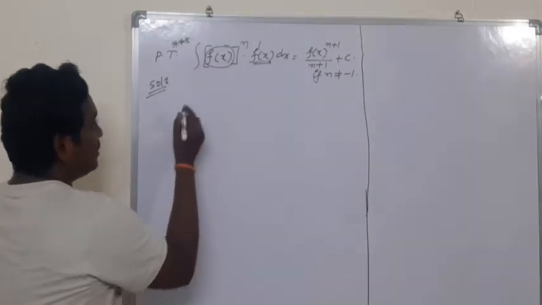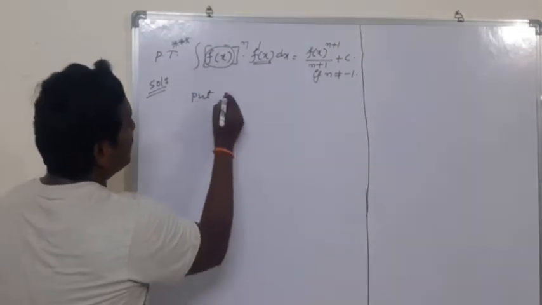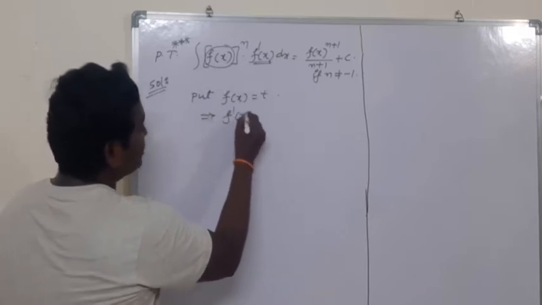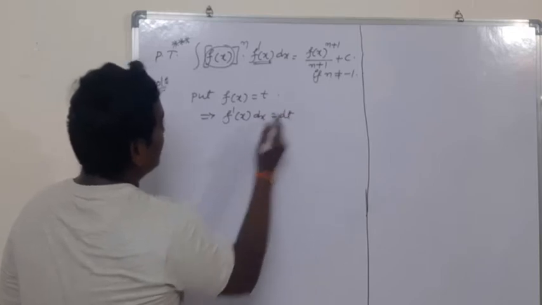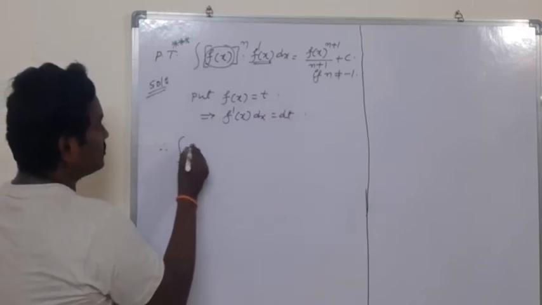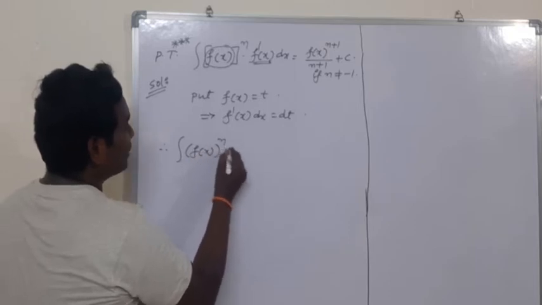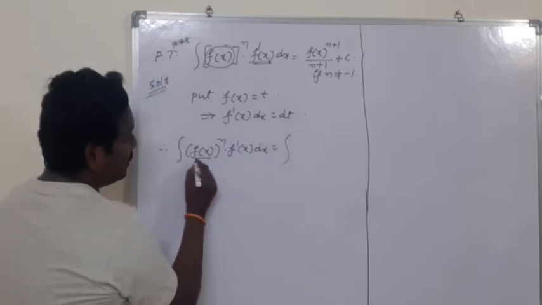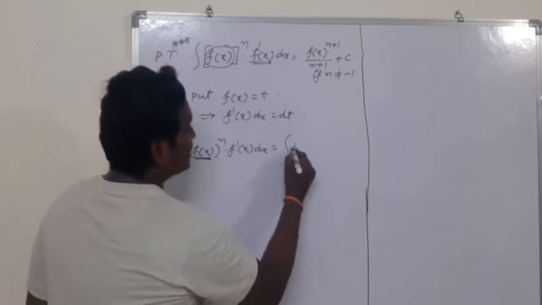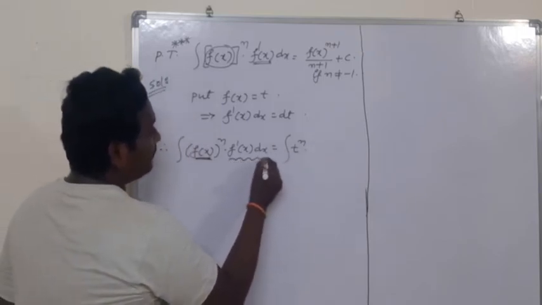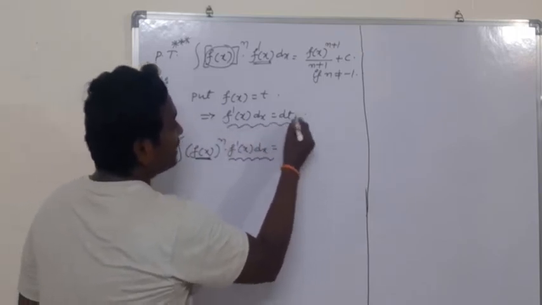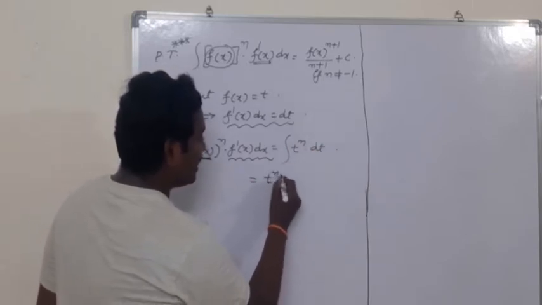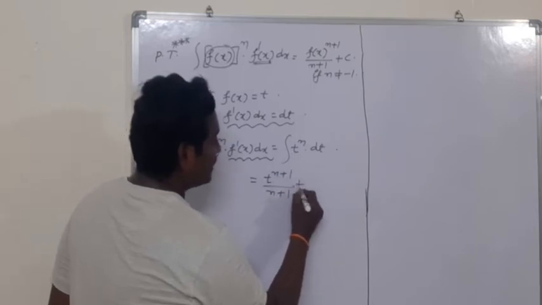See the proof. As usual, put f of x is equal to t here. So its derivative is f dash of x dx is equal to dt. So the given integration, f of x whole power n into f dash of x dx, becomes integration of, replace f of x by t. So you will get t power n into, replace f dash of x into dx by dt. So what is integration of t power n dt? t power n plus 1 by n plus 1 plus c.